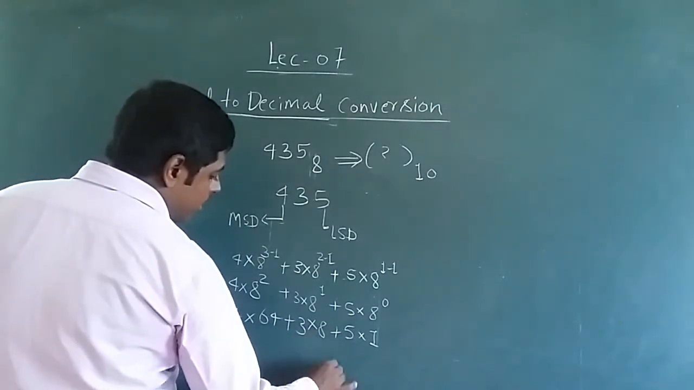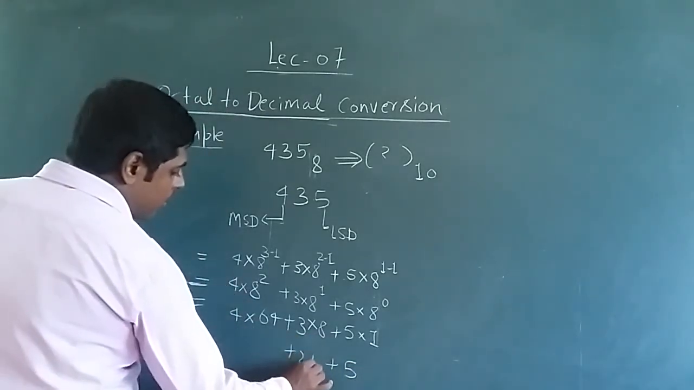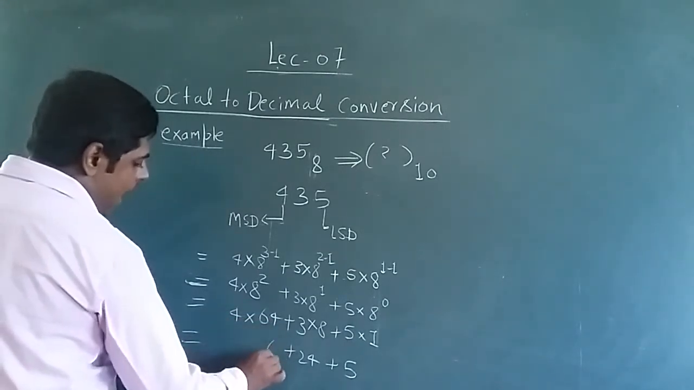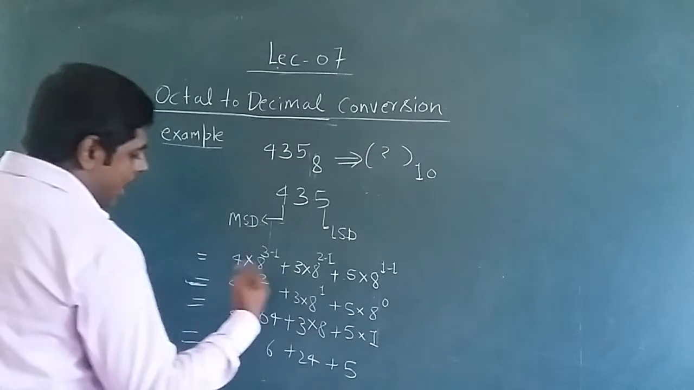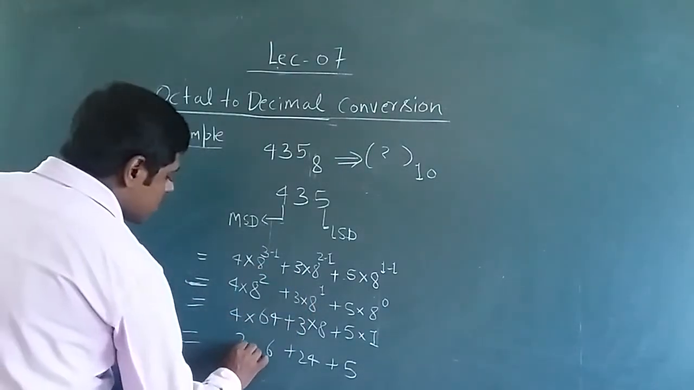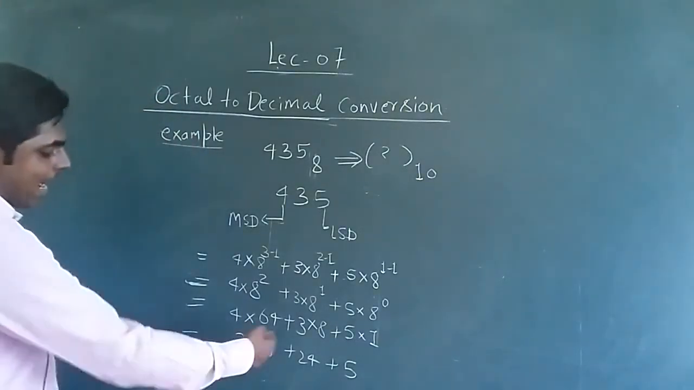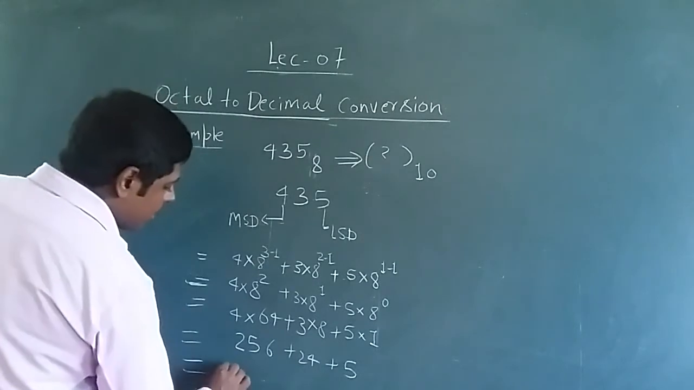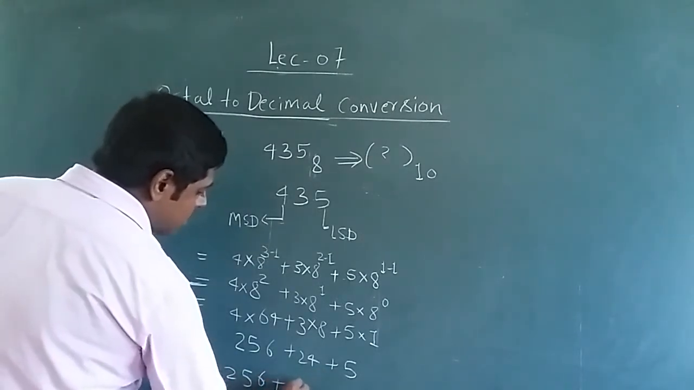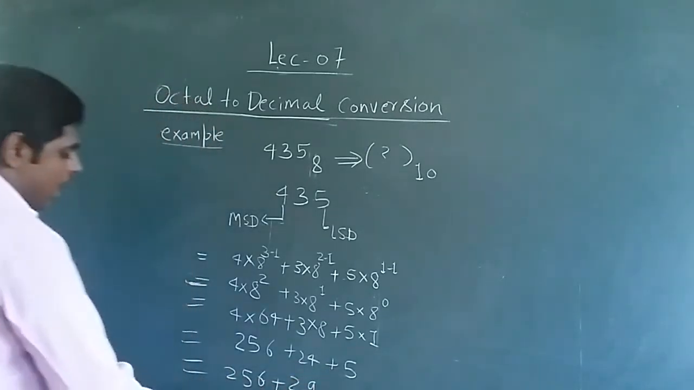5 into 1, 5; 3 into 8, 24; and 4 into 64, 4 4s are 16, and we will carry 1, and 4 6s are 24, plus 1, 25. So now in the last step we will add these numbers. 256 plus 29, 24 plus 5 is 29.